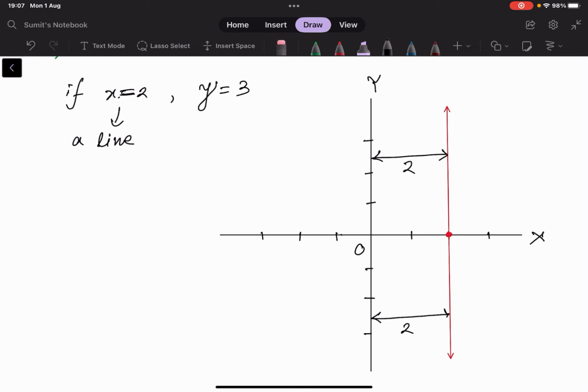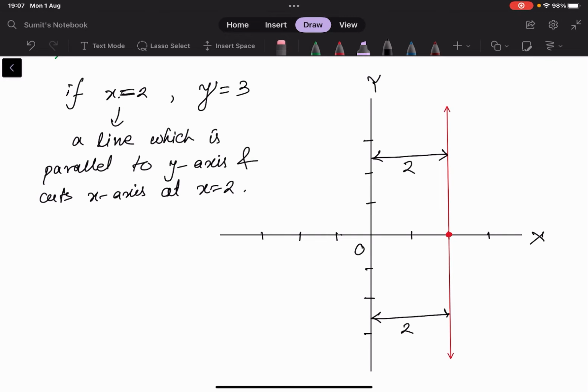So x equal to 2. What is the significance of x equal to 2? That is a line which is parallel to the y-axis and cuts the x-axis at x equal to 2.